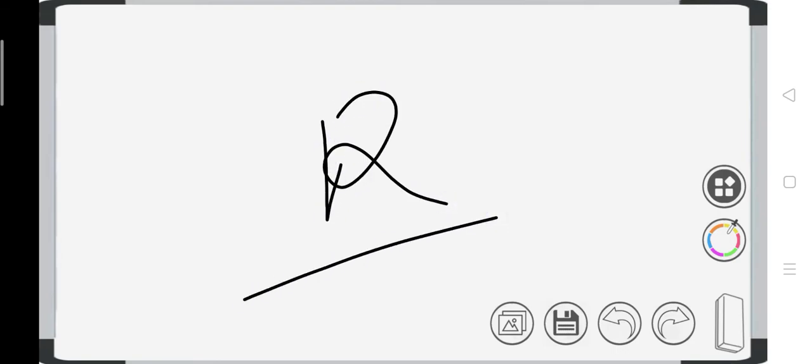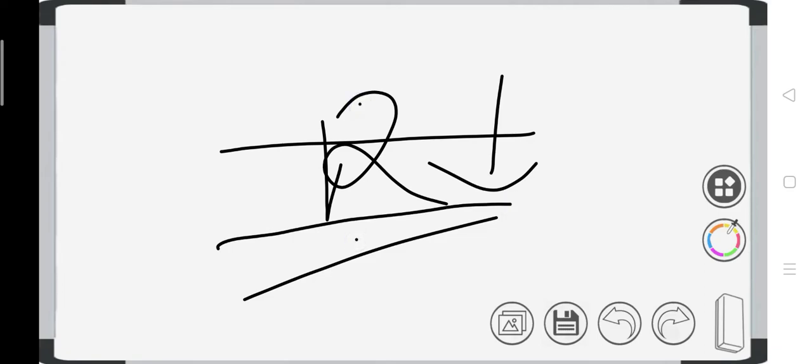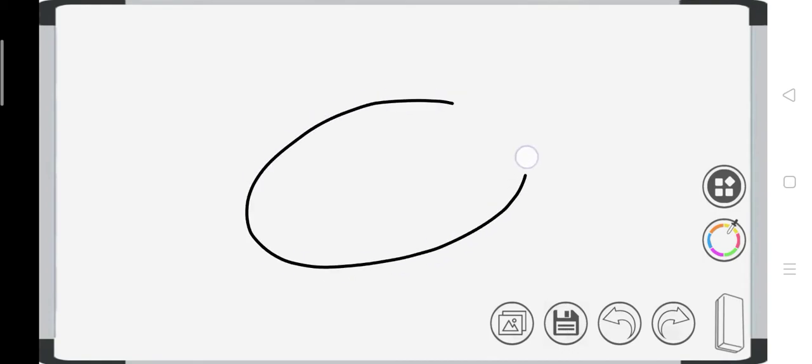Fourth is the position of the physician or the examiner. If both are at the same level, that will be better for the examination. The last very important thing is the light arrangement.